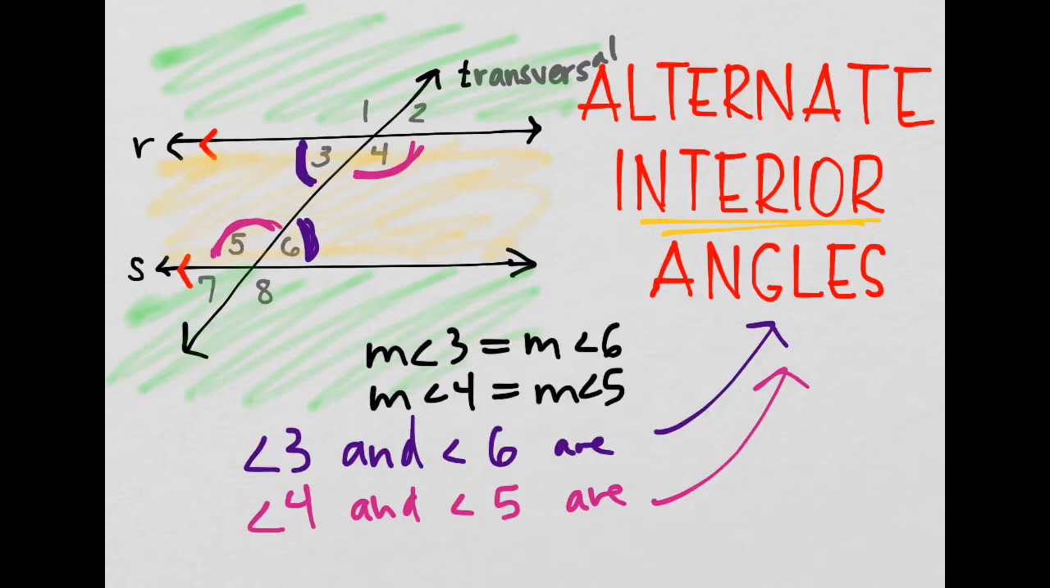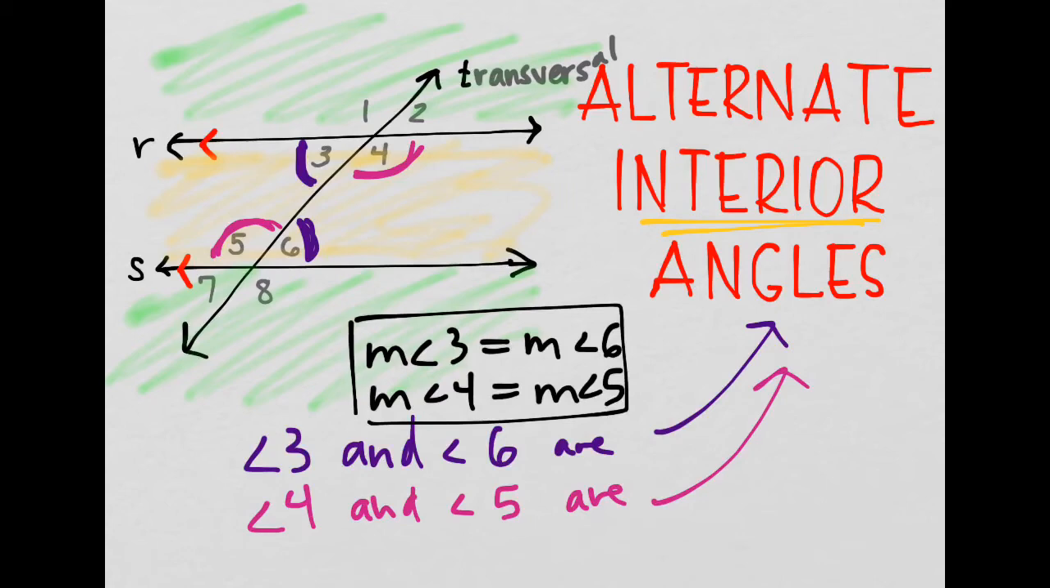Now, I can't just say angle 3 equals angle 6, because that's not true. They're not the exact same thing. But I can say that their measures, or the degrees, are the same. Okay? Now, I know that's a little bit confusing, but what you'll need to be able to identify is which ones are alternate interior angles.